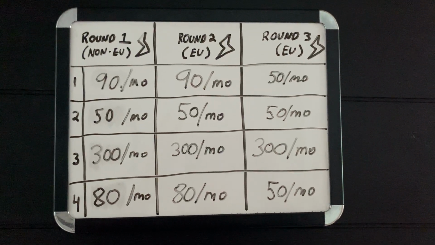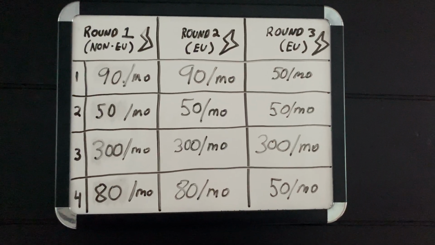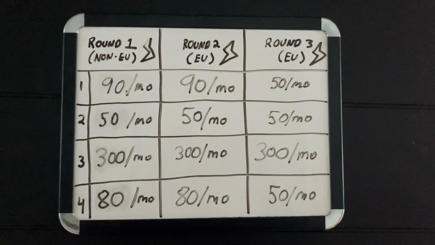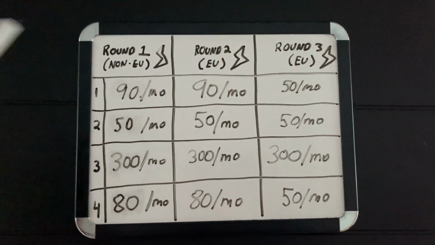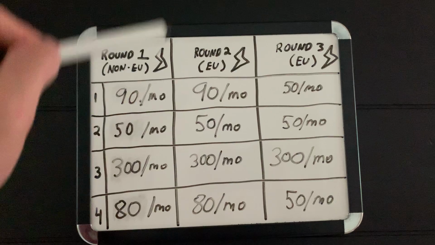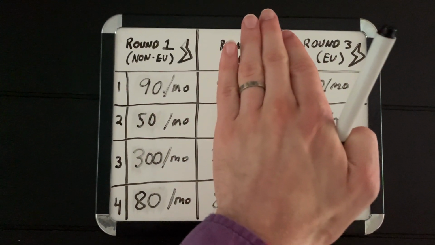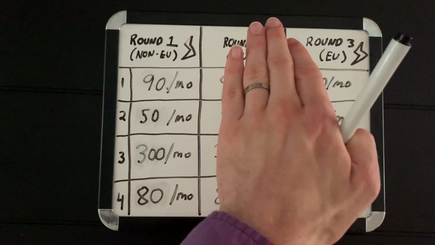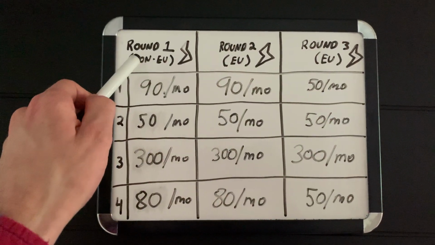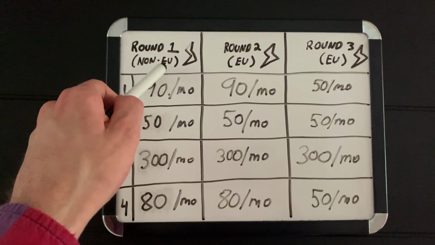So here's an example of how the EU single market works. For each one of these rounds, it's a different time, okay? So let's just do this one at a time. Let's look at round one. This is before the EU single market.